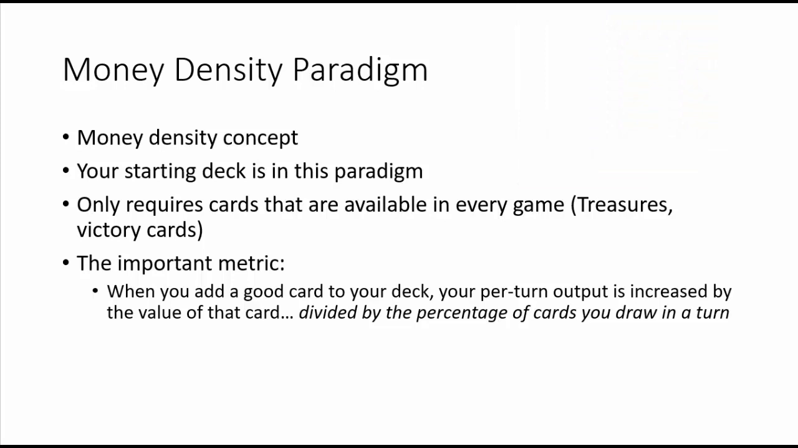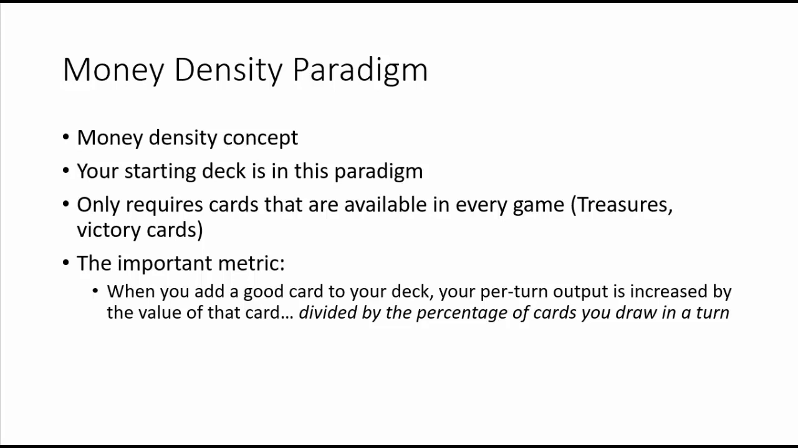The important metric here about money density is, now that we know how to measure how good our turns are expected to be, we can measure the effect we have by adding a new card to the deck. So when you add a good card to your deck, your per turn output is increased by the value of that card divided by the percentage of your deck that you're going to draw in a turn. Or you might say it's increased by the value of that card minus the average value of cards in your deck. You can look at it in a couple of different ways.